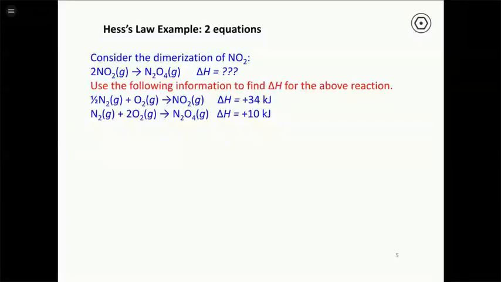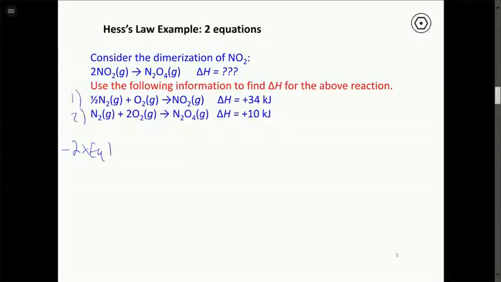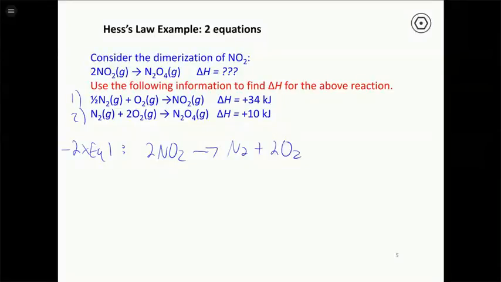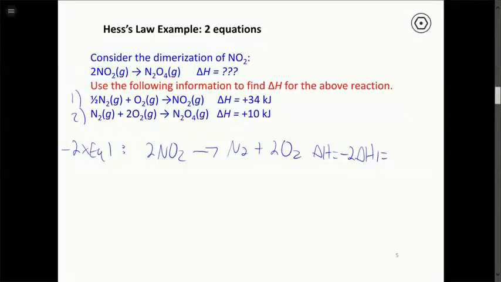So if we take minus 2 times equation 1, and let's remember these are 1 and 2, that's equivalent to taking this first equation, flipping it, and doubling the coefficients. We're going to do both things. So if we take the first equation, flip it, and double it, we get two NO2s going to N2 plus 2O2. So we've, again, doubled all the coefficients and flipped the order. And then the delta H for this modified equation is going to be minus 2 times the first delta H, delta H1 as I'll call it, which is minus 68 kilojoules.